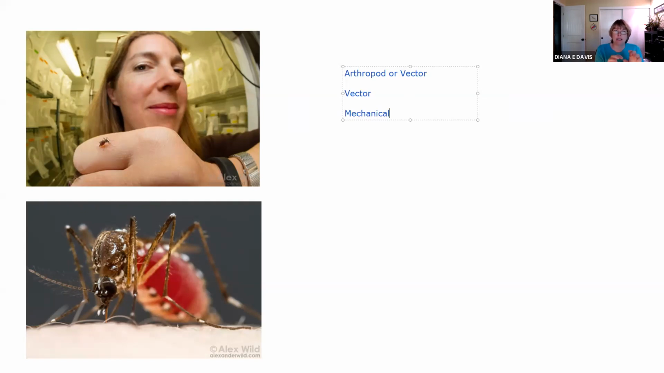Arthropod is the term that describes insects and spiders and lobsters and a few other things. So mechanical, a fly lands on dog feces in your backyard and then lands on the potato salad that you're serving for your picnic. And then you eat it and then you get the disease. We can also see bite associated. And this is the one we most often think about.